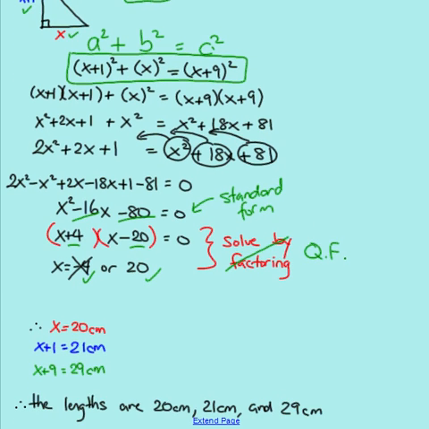Okay, now you'll notice that one of them was crossed off, and that's because there's no such thing as a side length of -4. That is called inadmissible. It's an inadmissible answer. So we know for sure that our actual answer is the 20 centimeters. And there you go. X is 20. Once X is 20, your other two sides can be easily solved as well. Okay, so the lengths are 20 centimeters, 21 centimeters, and 29 centimeters.